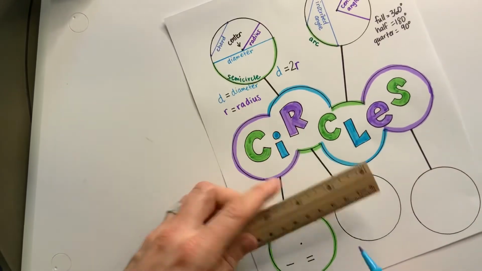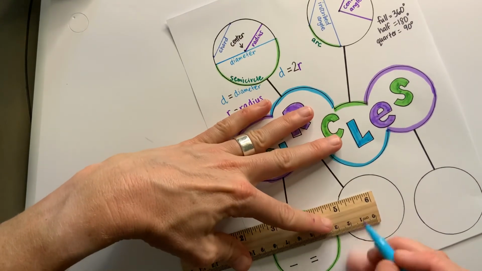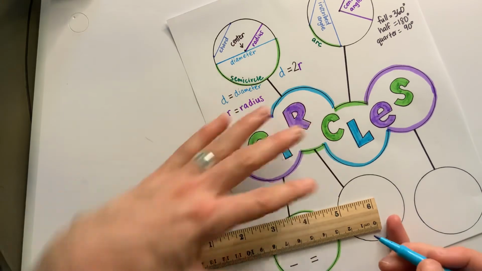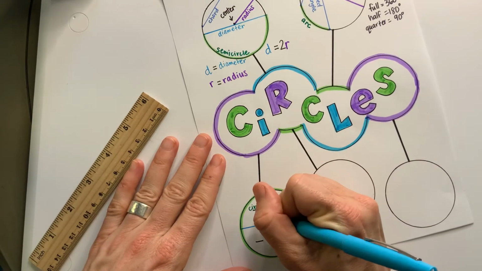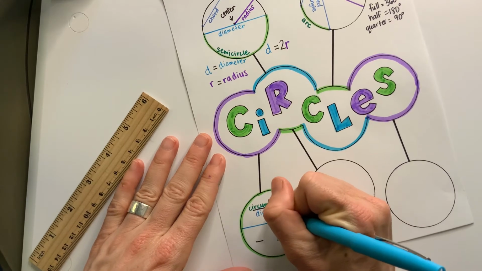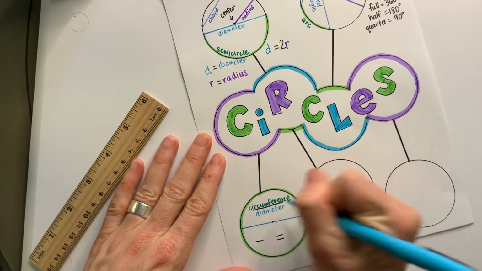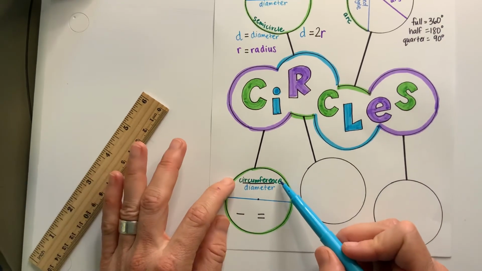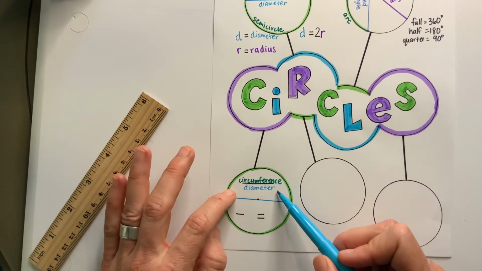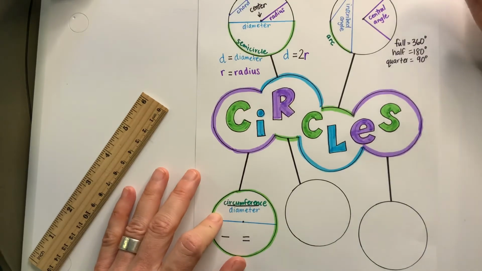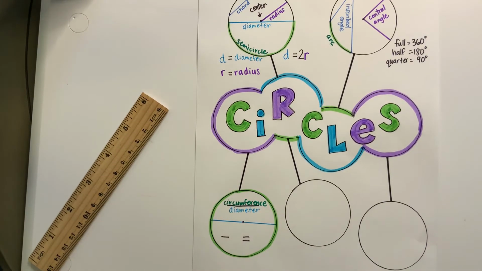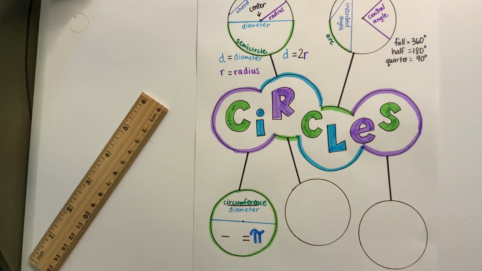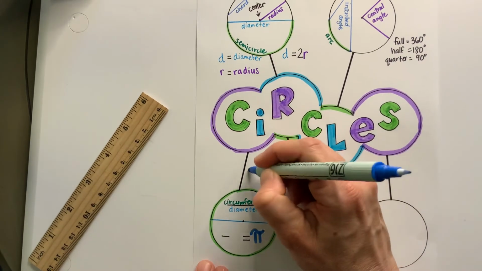So the relationship between the circumference and the diameter. So I'm going to go ahead and draw my diameter. So if I take from any circle the measurement of the circumference divided by its diameter, I am always going to get the same thing. And that number is what we call the number pi. That's where pi comes from.